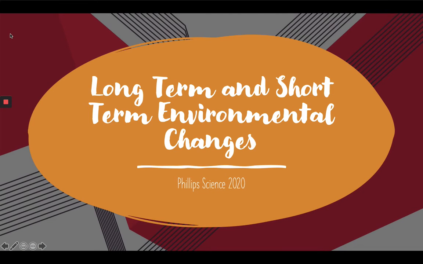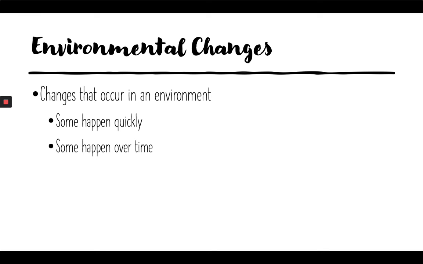Okay, guys, today we're going to talk about long-term and short-term changes in environments and how that affects the populations of organisms and their adaptations. So, we already know that organisms adapt to changes in their environments, and we know that over long periods of time, organisms change and adapt to best survive in the environments that they live in.